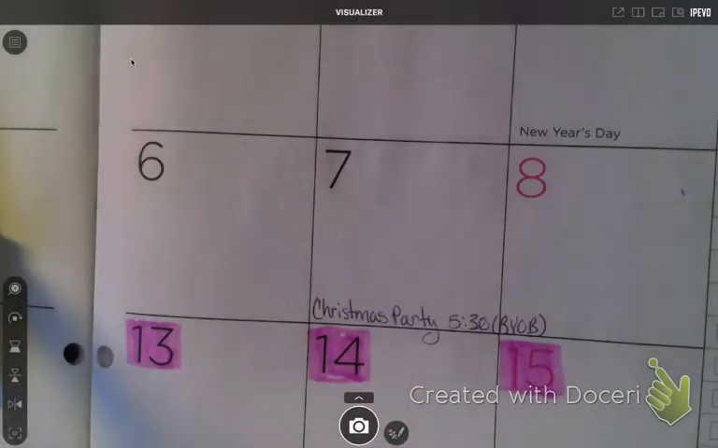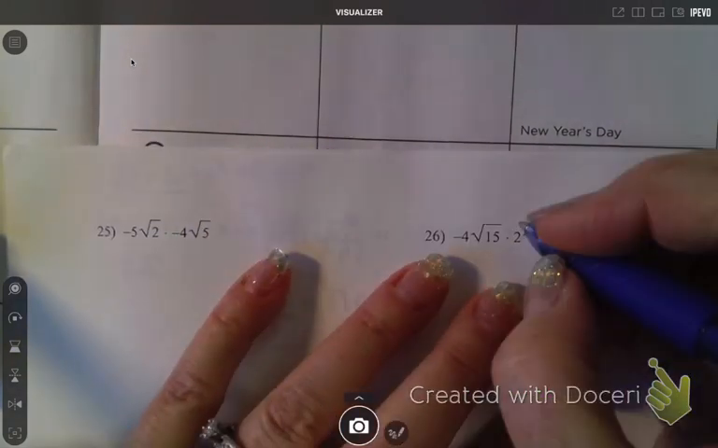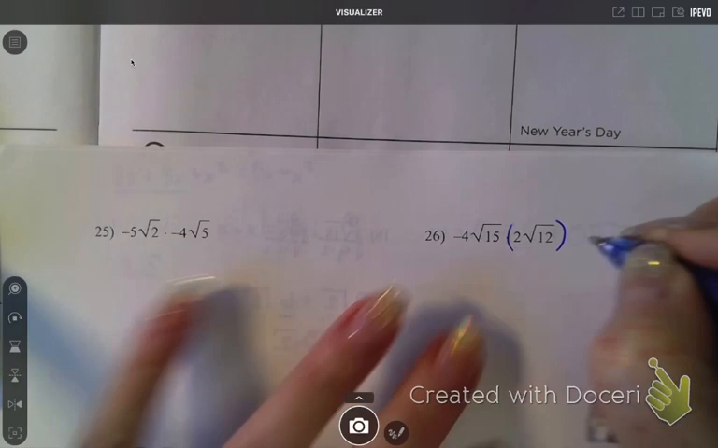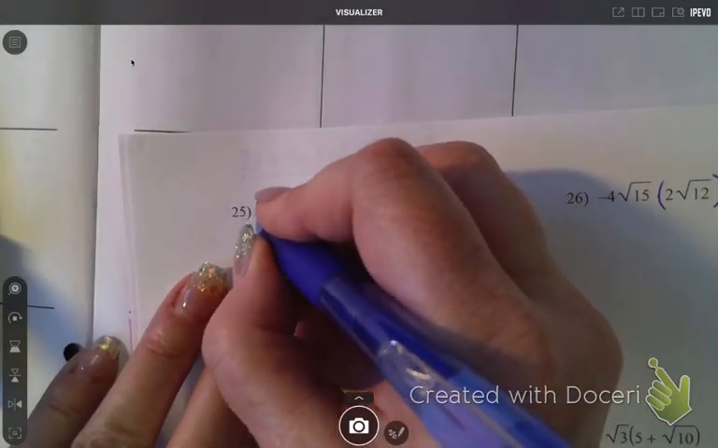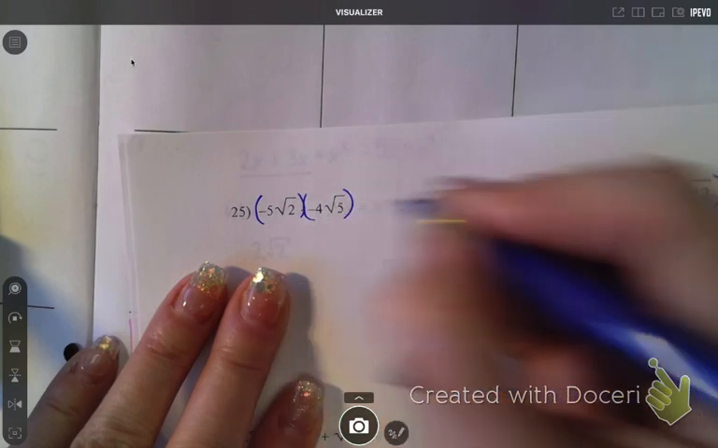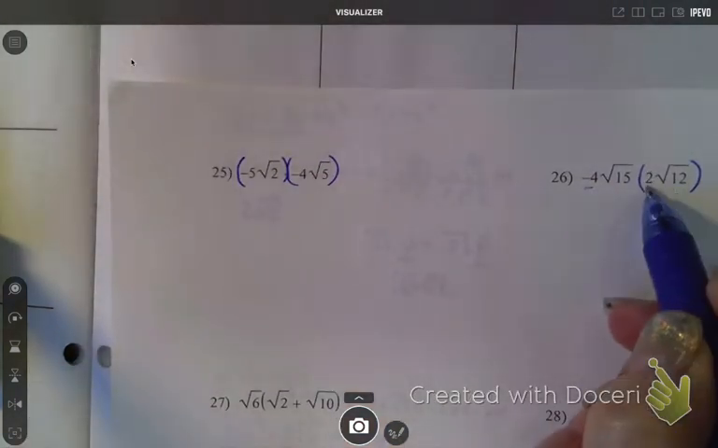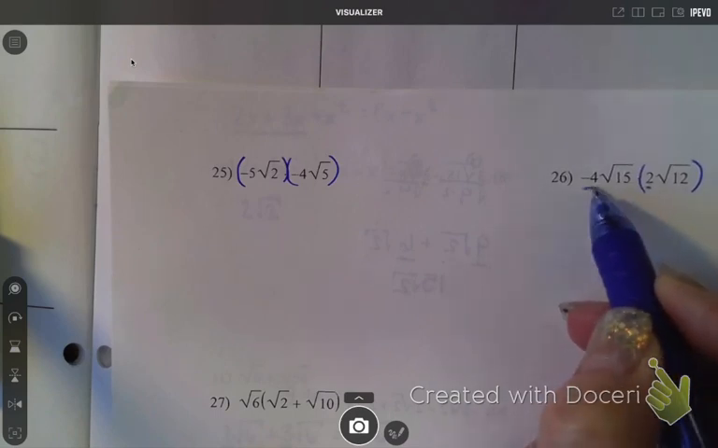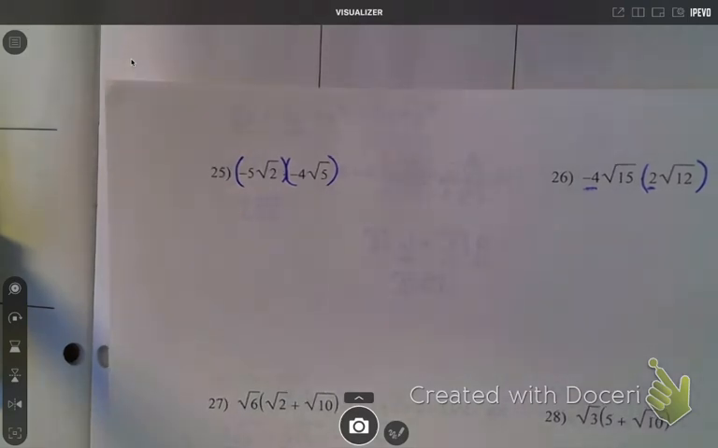Okay, on the back, anything look different? Put your parentheses on 25 and 26. Do we need to do 25 or 26? No, I'd rather... What do you think you do with the negative 4 and the 2 on 26? What do you do with those two numbers? You multiply them. You multiply the outside, you multiply the insides, right? Same thing as you're doing.